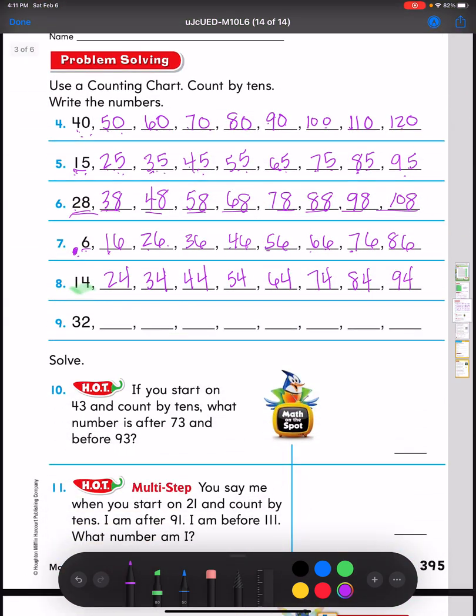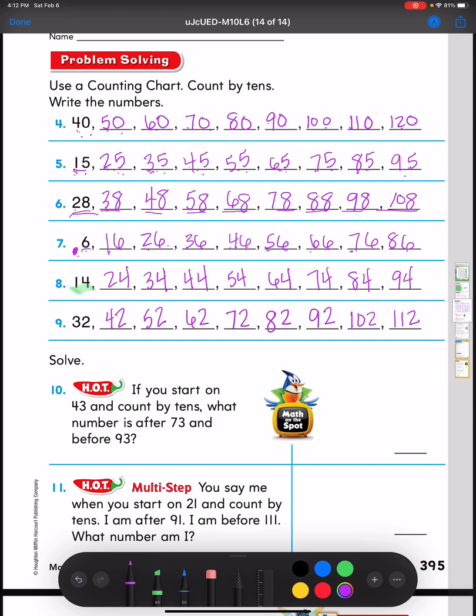So I started with 32, now I have 42, 52, 62, 72, 82, 92, 102, 112.